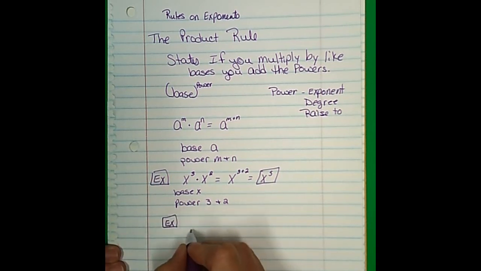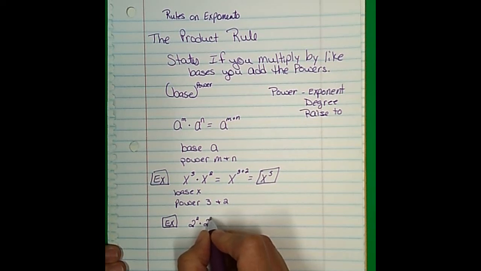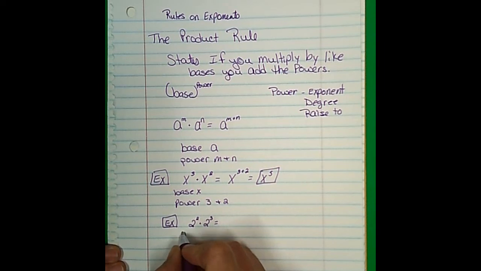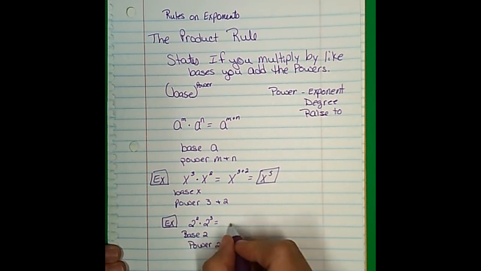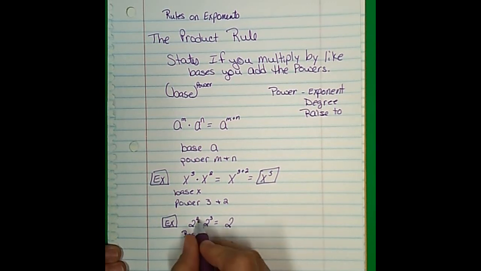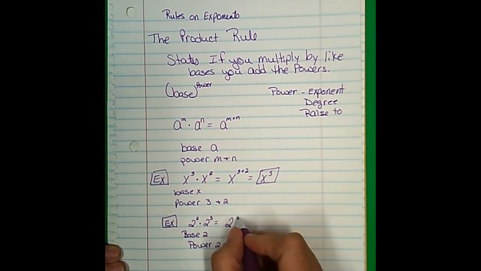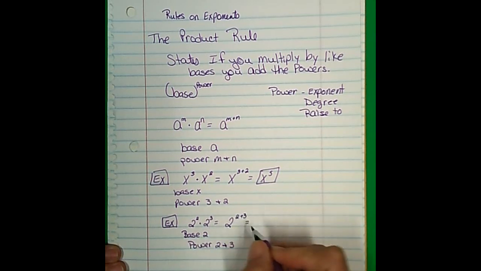Say we have 2 squared times 2 to the third. So here my base is 2. My powers here are 2 and 3. So the rule states if the bases are alike, we can write it once, right? And add the powers. So I have 2 plus 3, which means 2 to the 5th.